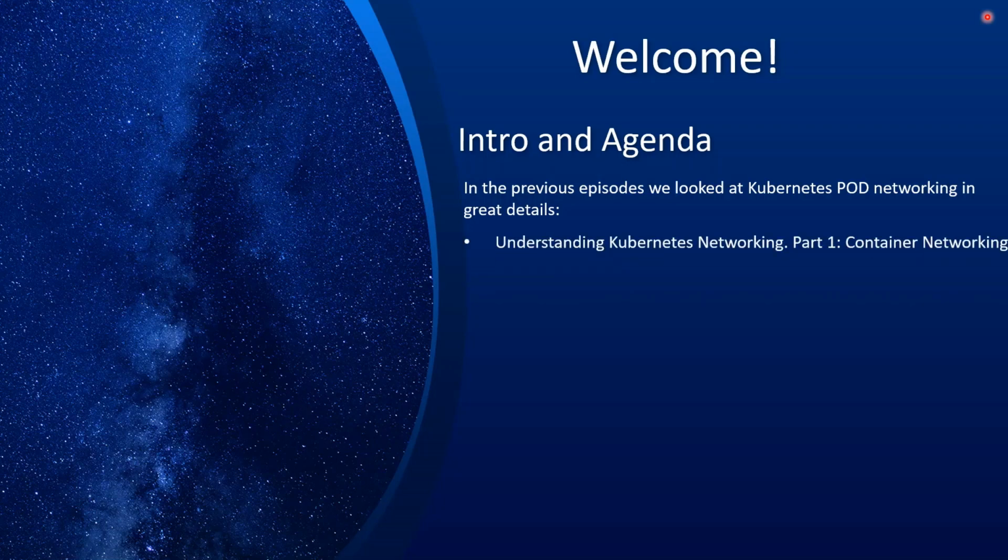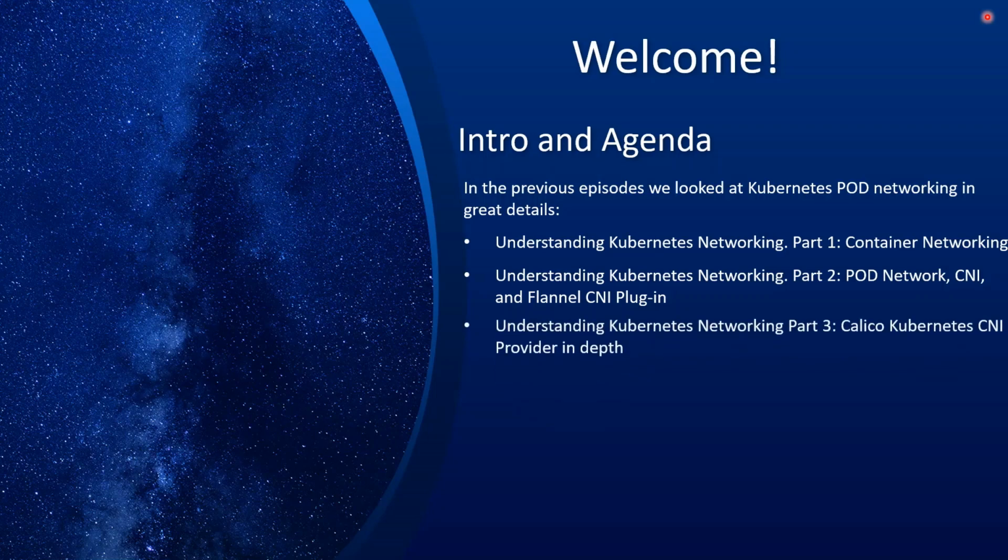Specifically, in part one of this series, we looked at container networking. As you know, containers are the building blocks of Kubernetes pods. In episode two, we looked at pod networking in Kubernetes. We looked at CNI, which stands for Container Network Interface. We also looked at the Flannel CNI plugin. In episode 3, we looked at Calico CNI, which is a very popular CNI provider for Kubernetes users, and I provided really great in-depth information.